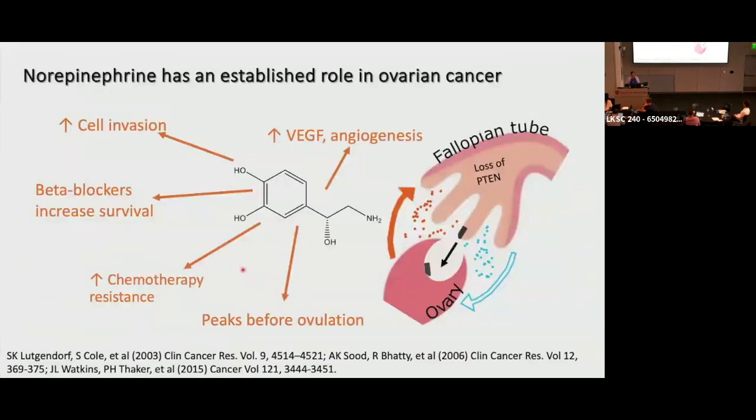The answer was yes. So we went into the literature and found that groups at MD Anderson have actually spent a ton of time trying to contextualize this signal when they were screening stress-related catecholamines, of which norepinephrine is one. They found in the literature that it's known to increase VEGF and angiogenesis, cell invasion, chemotherapy resistance. It peaks before ovulation in people. And I think most excitingly, in a retrospective study, they found that women taking beta blockers lived 60 months longer when they had ovarian cancer versus those not.